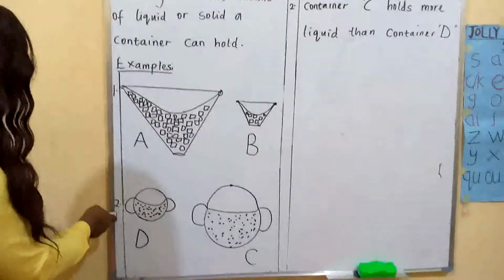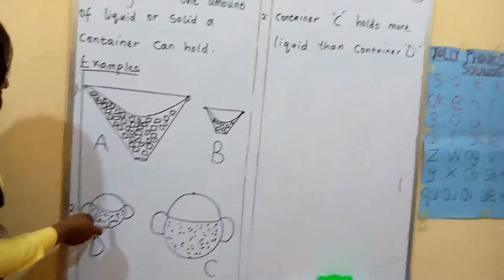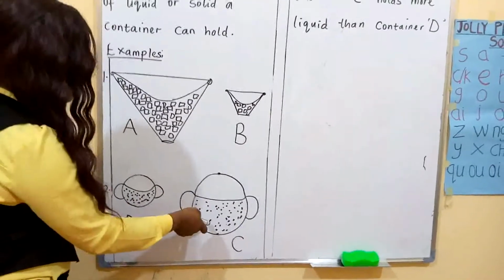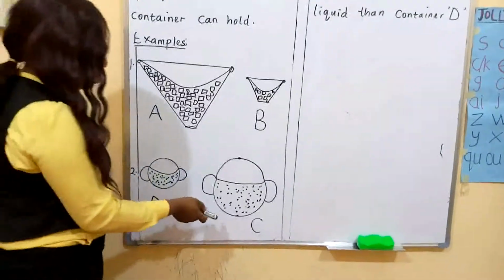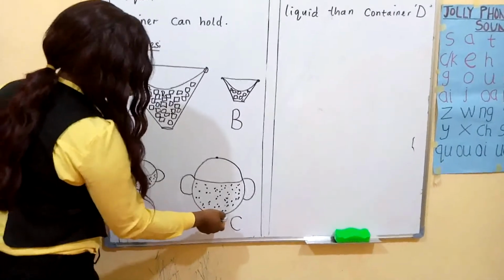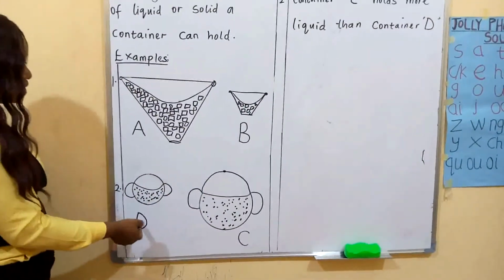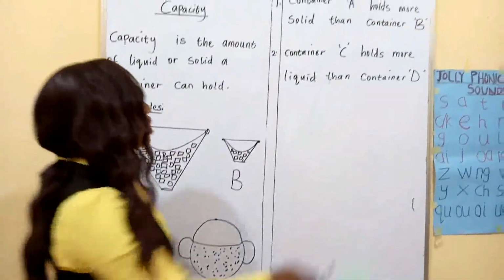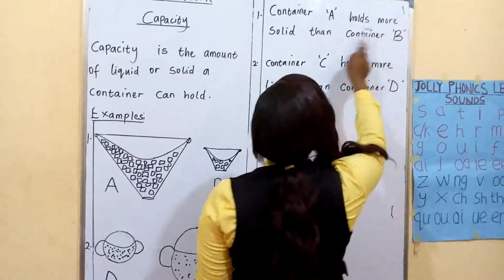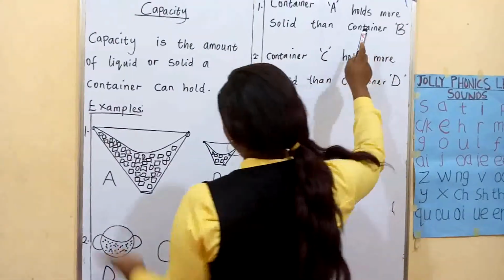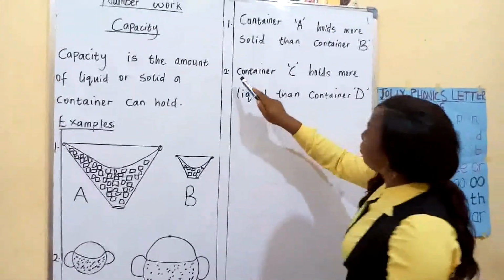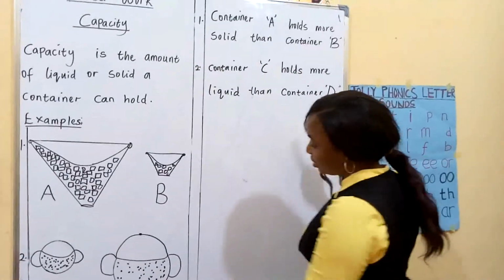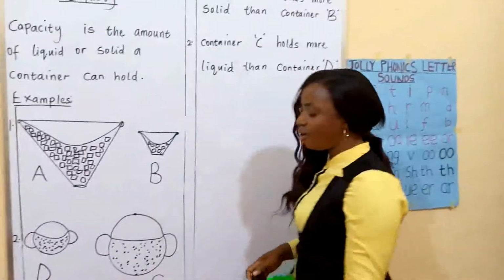Now we looked at the liquid form. Number 2 contains our cup. Here we had water in E, both in D and in C. But we realized that container C is bigger than container D and it holds more water than container D. That's how we said here that container A holds more solid than container B. Is it not? Okay. And we also said that container C holds more liquid than container D. Look at it there.